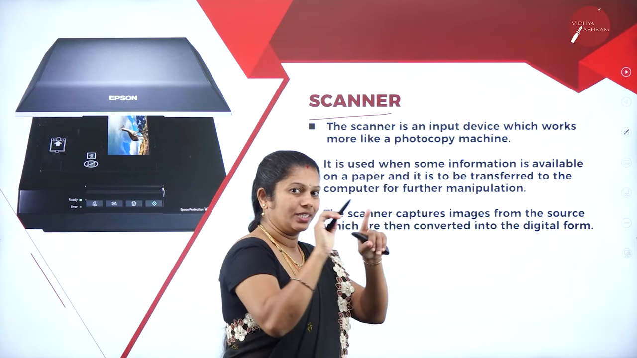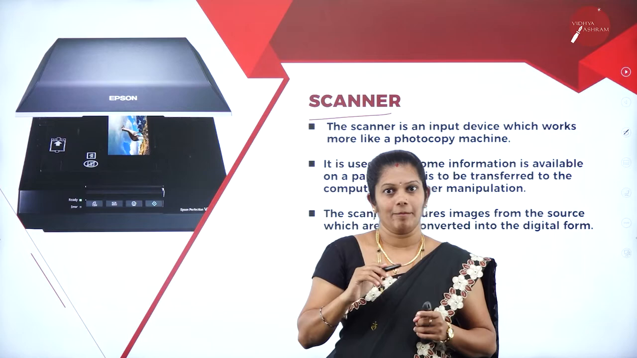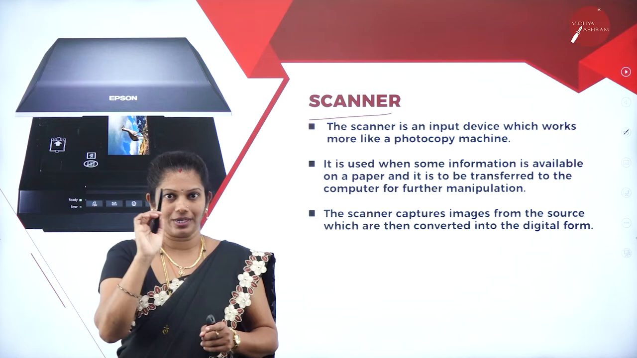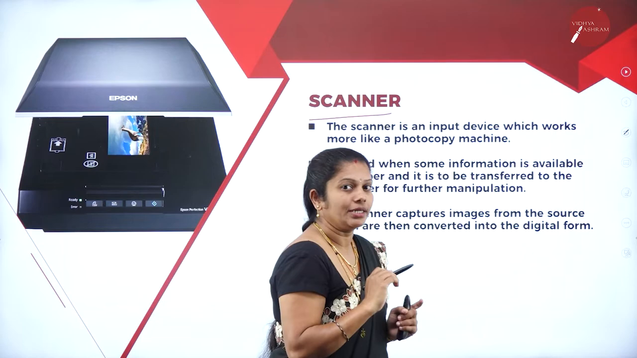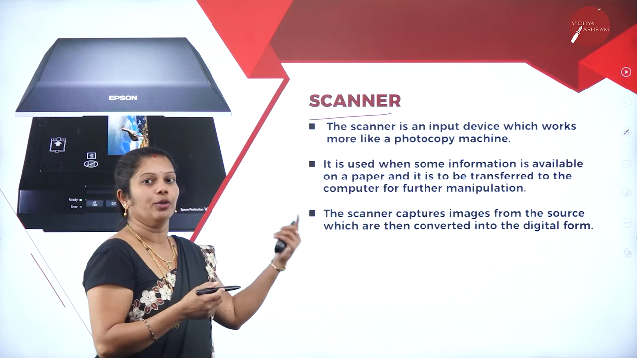Whatever data is on the sheet of paper, that sheet is kept on the scanner. Then it will scan the data and the same thing is transferred to the system. That means we can convert it into soft copy. In the same way, there is a device that converts soft copy to hard copy. Which device is that? That is the printer. Printer converts soft copy to hard copy, and in the same way, scanner converts hard copy to soft copy.